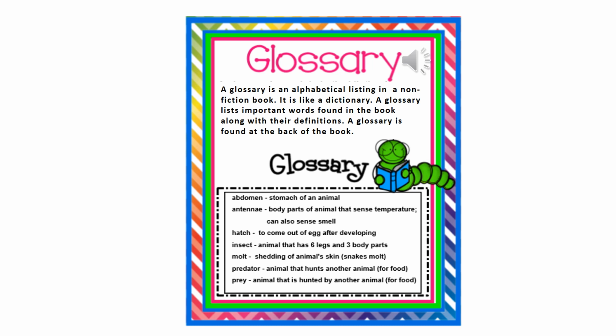Look at the glossary example below. Can you find the word insect? And can you find what the word insect means? If you look at the glossary, you'll see the word insect, and then next to it is the definition: animal that has 6 legs and 3 body parts.